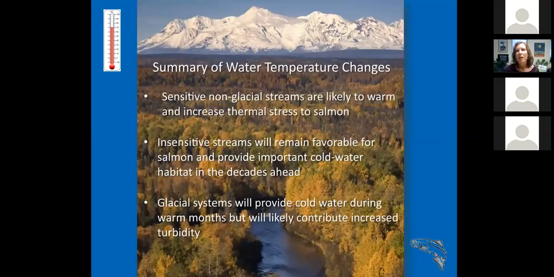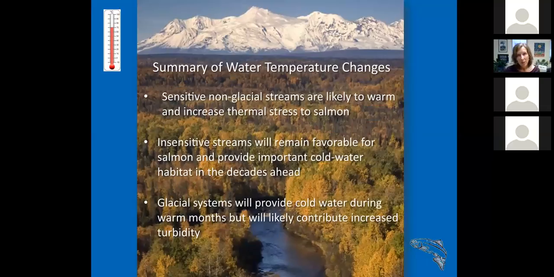All right, so quick summary. Sensitive non-glacial streams are likely to warm and increase thermal stress to salmon. Insensitive streams, or streams that don't respond quickly to air temperature increases, will remain favorable for salmon and provide good cold water refugia and habitat in the decades ahead.